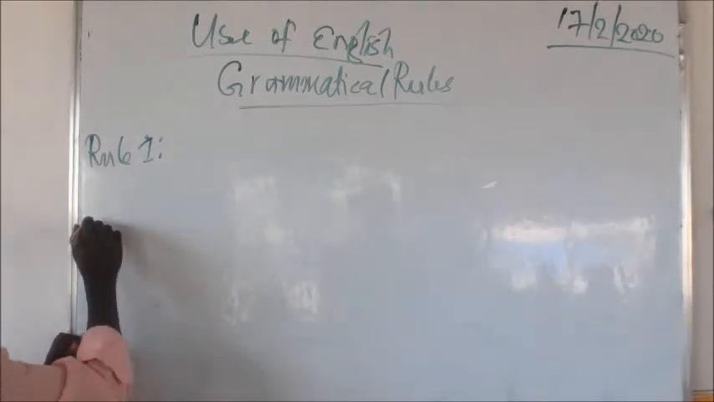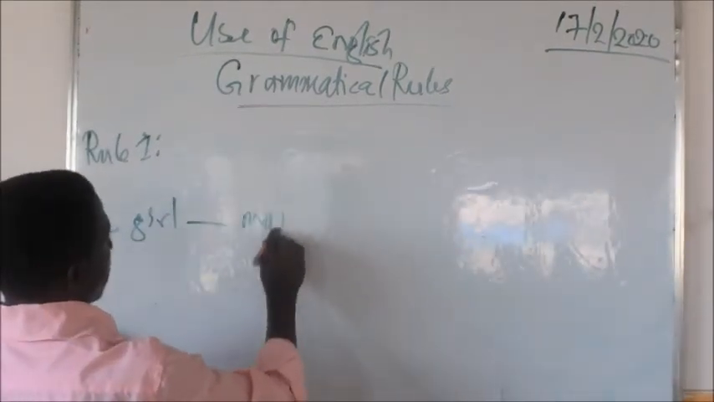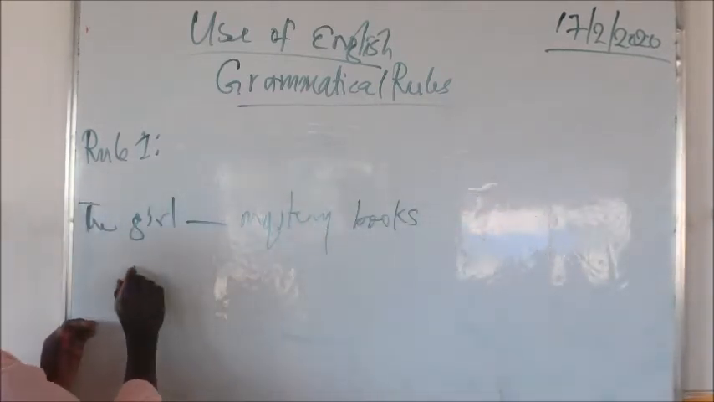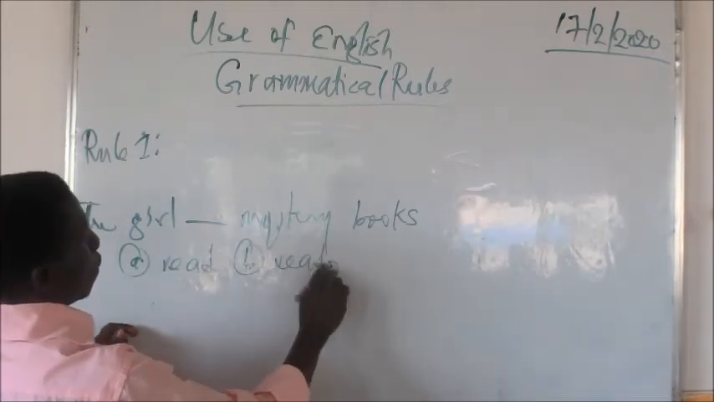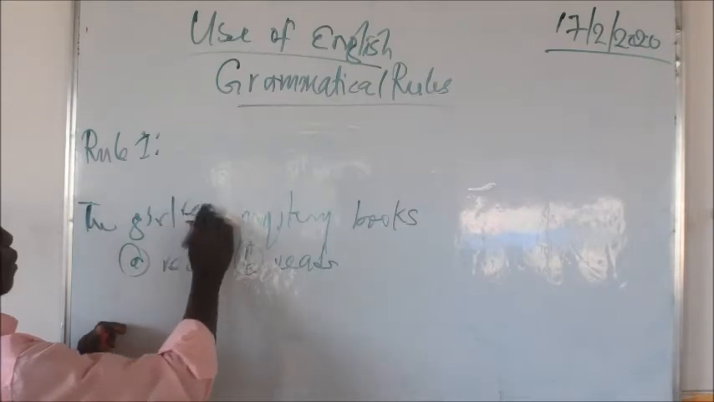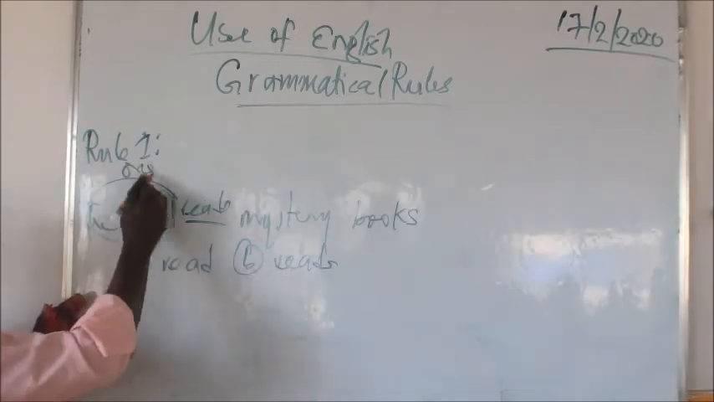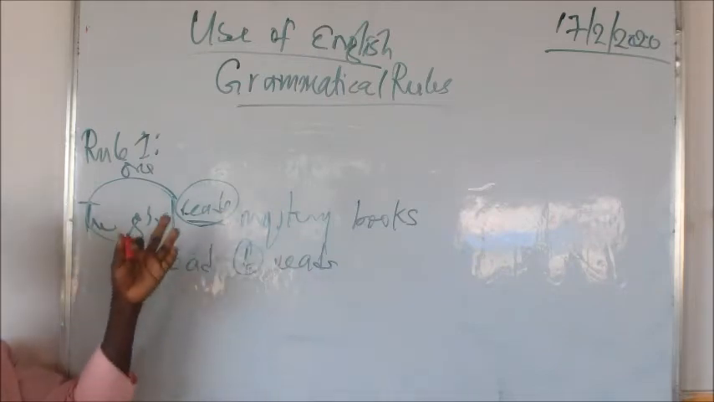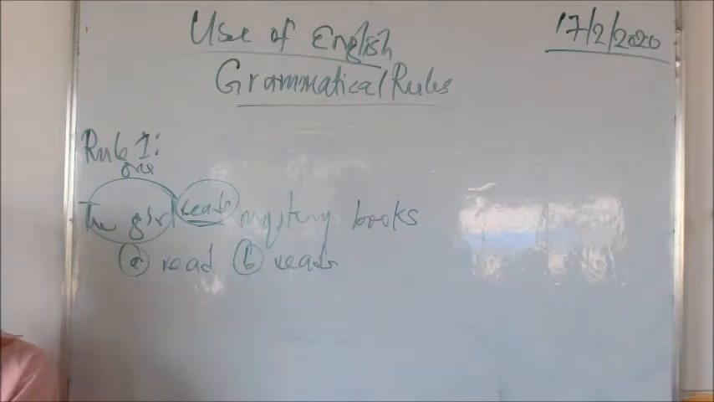For instance, we say the dash, so say A, then the answer will be what? Reads. Because our subject here is one, which is singular. Then our verb is what? Singular. Because reads is the singular form of read. So that's the first, in terms of verb.